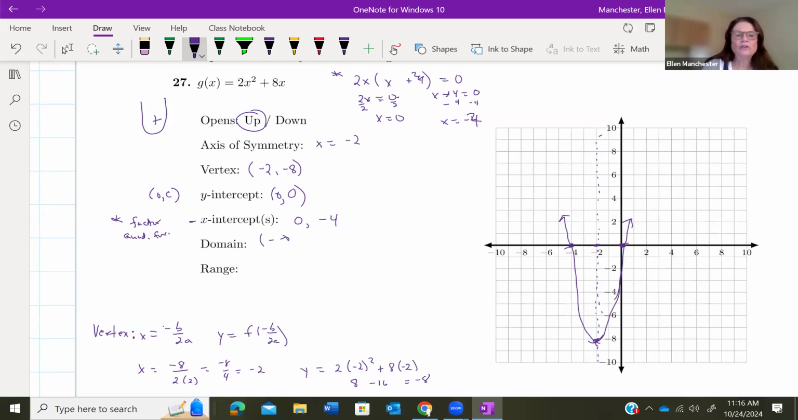So with this one, the domain is always negative infinity to positive infinity. The range is based off of your vertex. So remember, you're scanning, it starts at negative 8 and it goes to infinity.